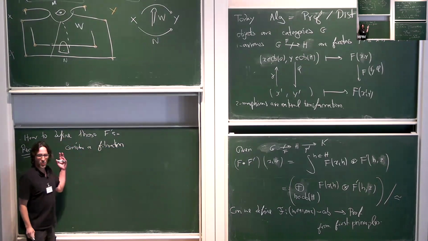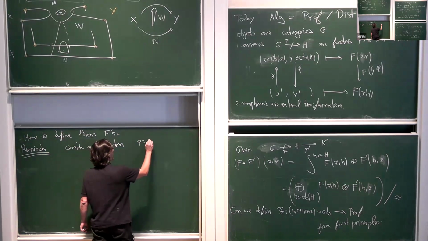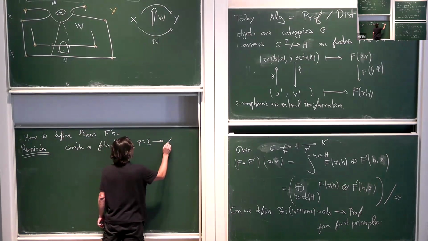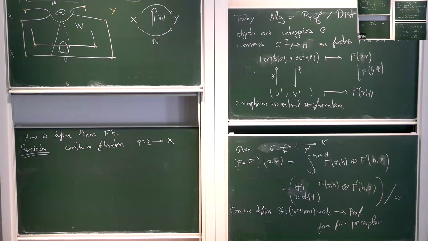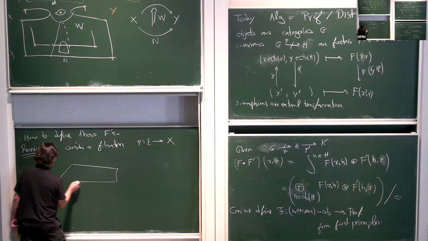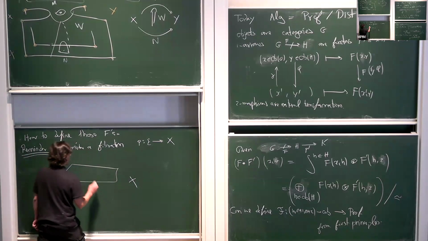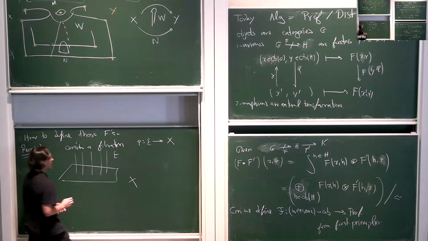And when I say fibration, I really mean a Hurewicz fibration, p from E to X. E and X are at the moment not related to the manifolds and cobordisms. So anytime I have a fibration, I have X and I have here my E.